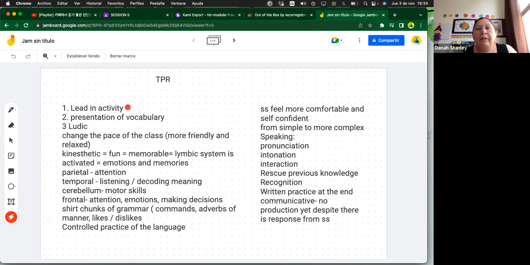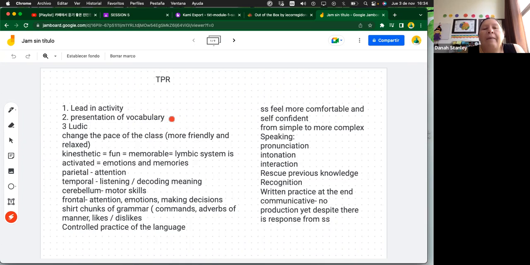The leading activity was when the teacher was asking them about their preference about cleaning the house or not, if they liked it or not. In that moment, the students know immediately that they are going to talk about house chores.